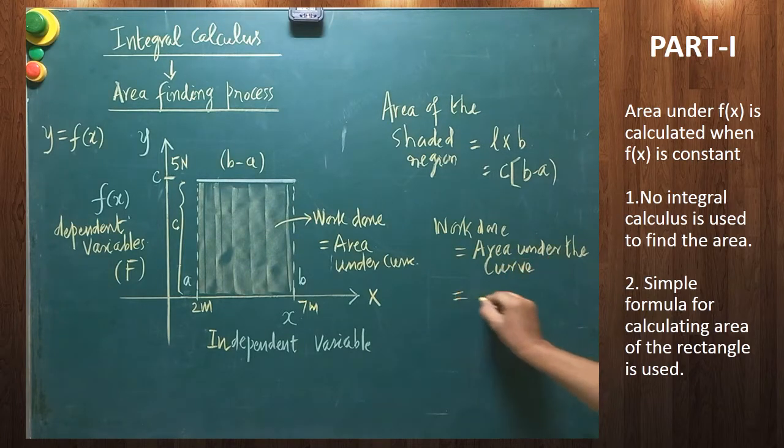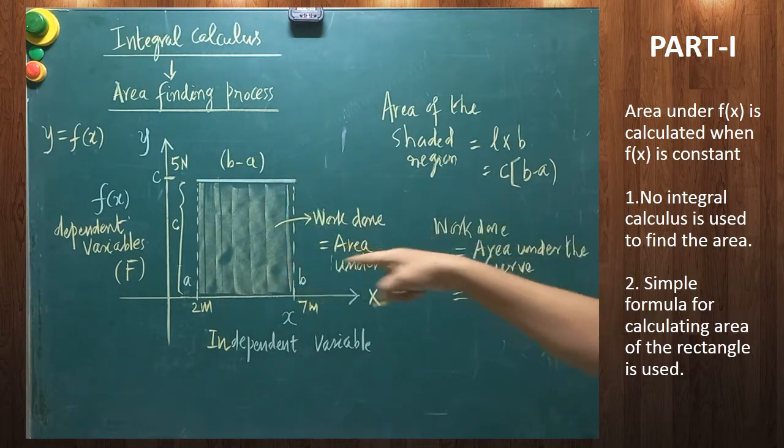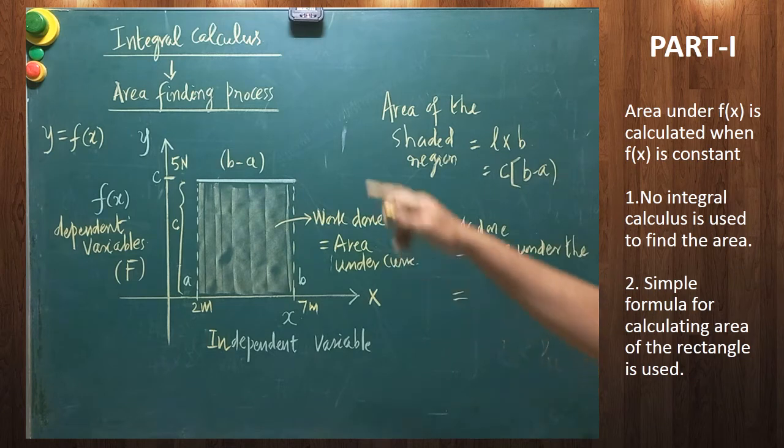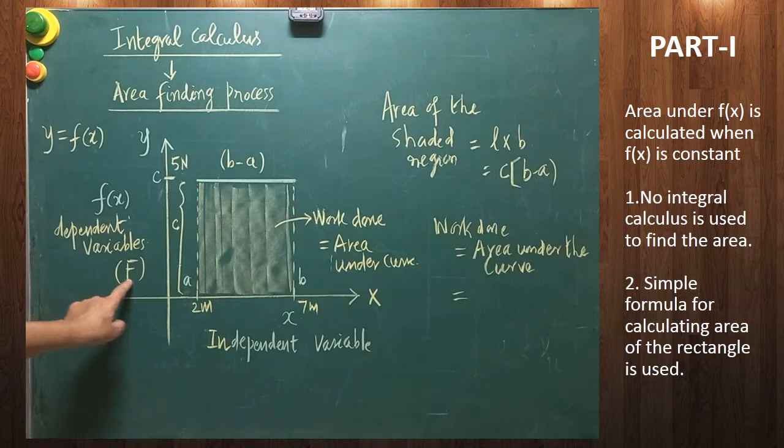Area under the curve can be written. How to calculate the area? Same formula. Here, which one is C? Instead of C, we can write it as force value. C is nothing but force, because force is a function of displacement here.